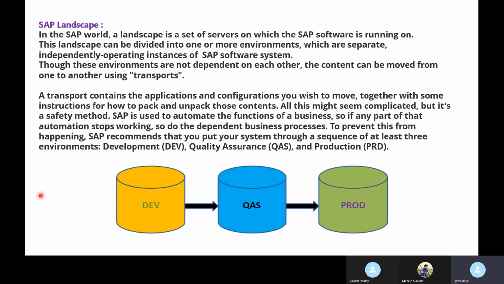In some businesses, if it is rich, they will create one more server called sandbox, where you can do rough work for practice. Or in development only, they will have three servers. They will give some client name. We call it a client. A client is always a 3-digit unique identification number, like client 800, client 600, client 400. Landscape is also nothing but a server. Client is also nothing but a server address.